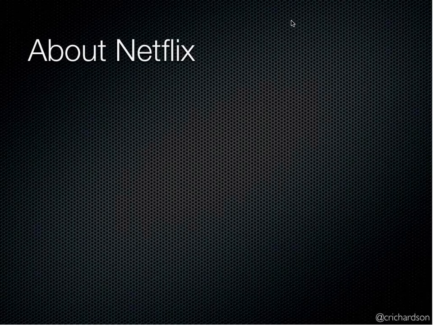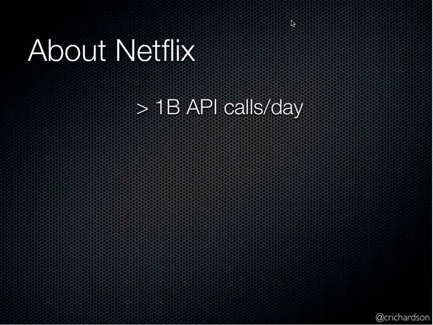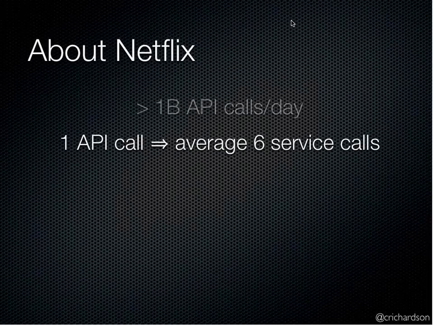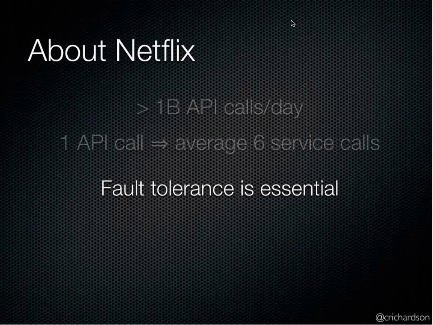A great example of that is Netflix, once again, the video streaming service. They're operating at massive scale. They're processing more than 1 billion API calls a day. And each API call fans out to 6 back-end service calls. So that's 6 billion calls every day. And you can imagine, fault tolerance is absolutely essential when you're operating at this scale.